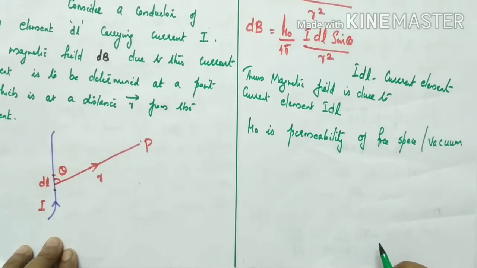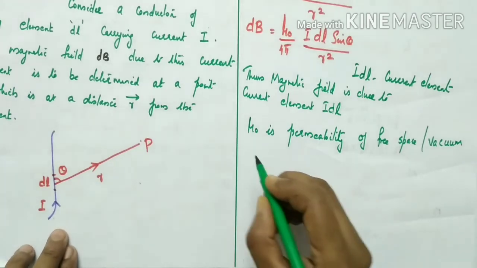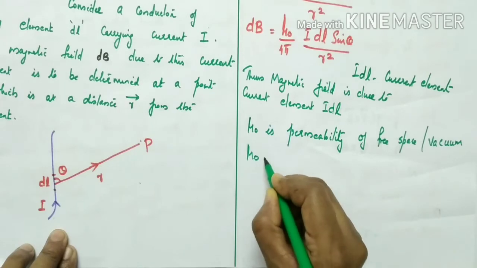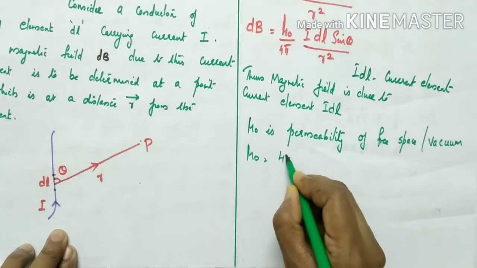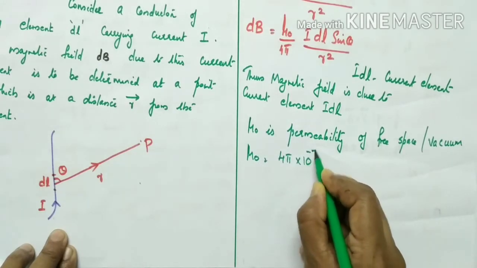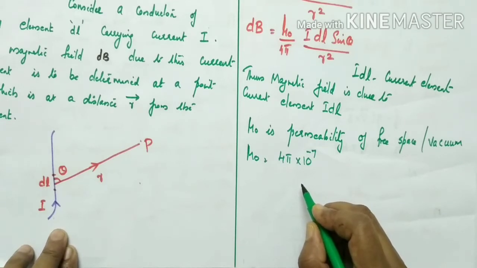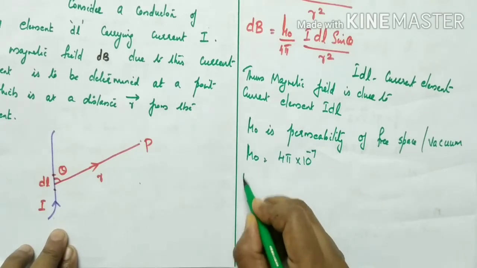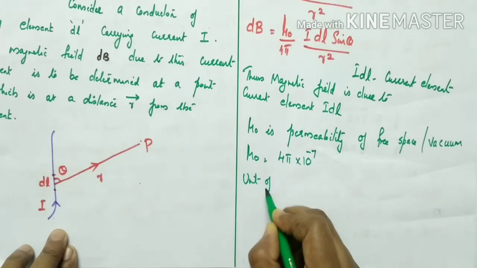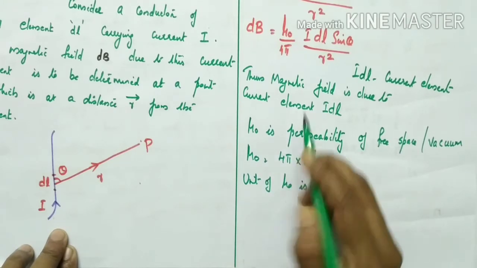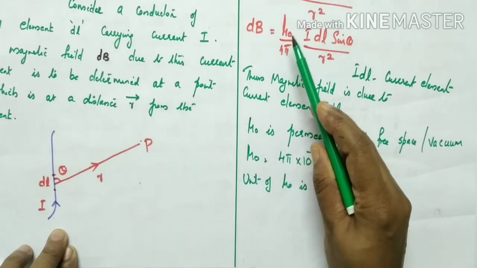In electrostatics we know epsilon 0. Epsilon 0 is the permittivity of free space. Here it is the permeability of free space or vacuum, and its value was found to be mu 0 equals 4 pi into 10 raised to minus 7. That is the value of mu 0. And what is its unit? From this we can write the unit of mu 0.